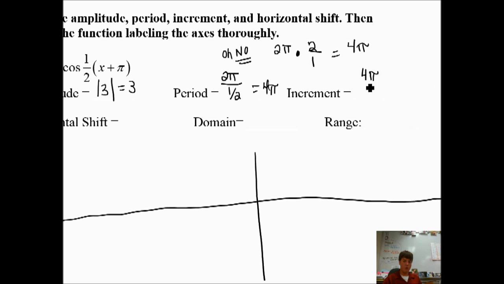So the increment is going to be 4 pi over 4, but wait, the 4's cancel out, so you're just going to get pi.